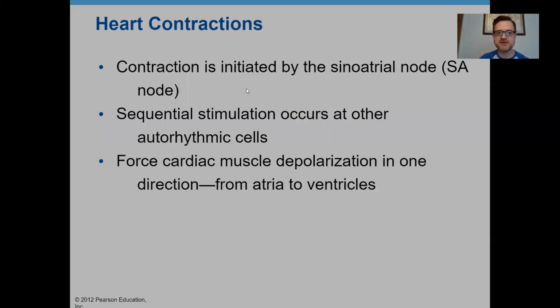We've already said this. It begins in the SA node. You get these autorhythmic contractions throughout your heart, and this forces the heart muscle to depolarize in one direction. So it goes from atria down to ventricles.